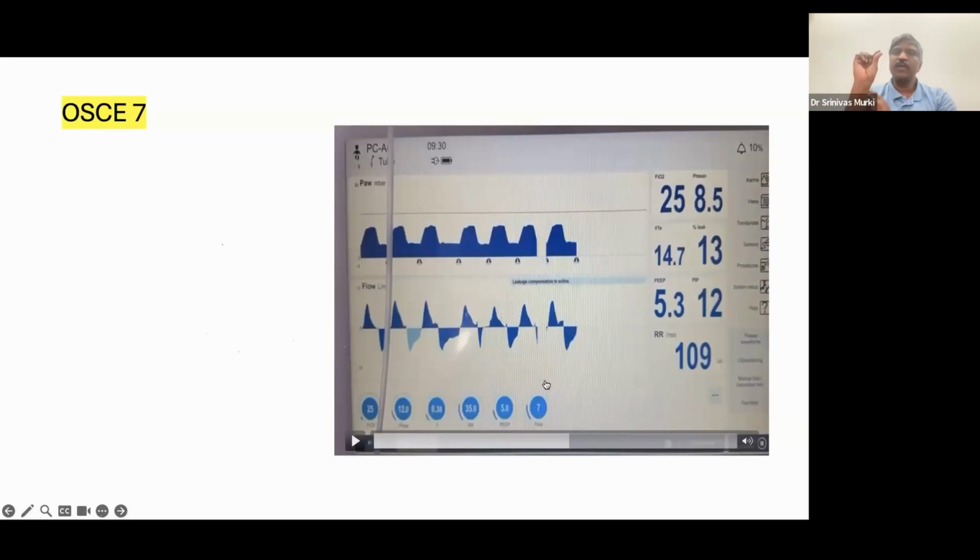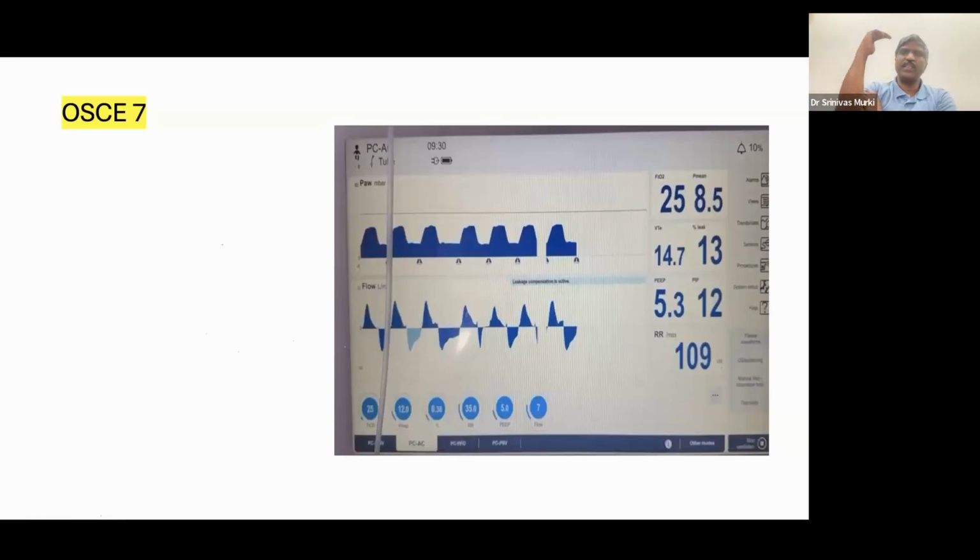That means there is some amount of air trapping which is happening, probably because of the secretions. And you know that even a small decrease in diameter will increase the resistance dramatically, and the volume doesn't come out, and the baby can have auto-PEEP also. So this is very important, and this baby has done wonderfully after just a good suction. Okay.